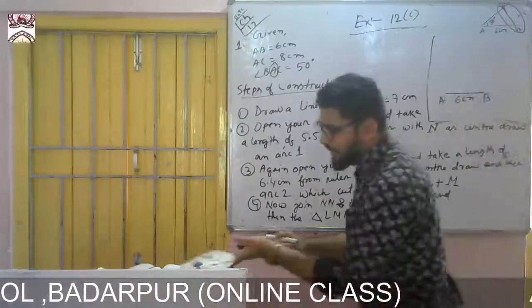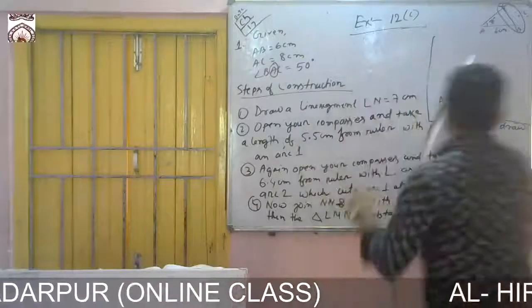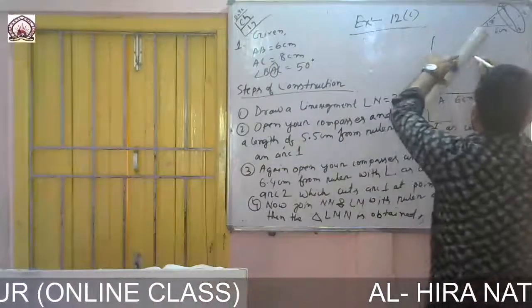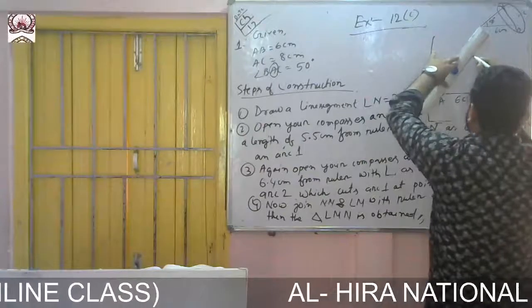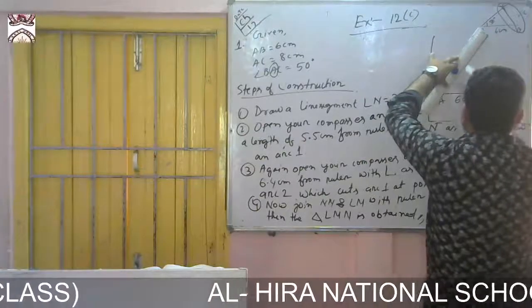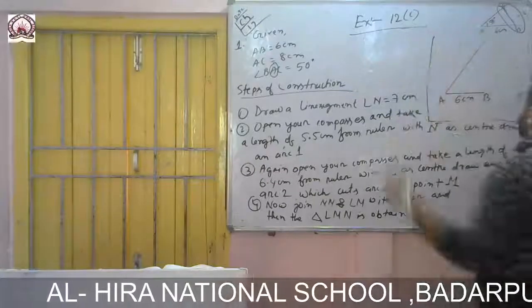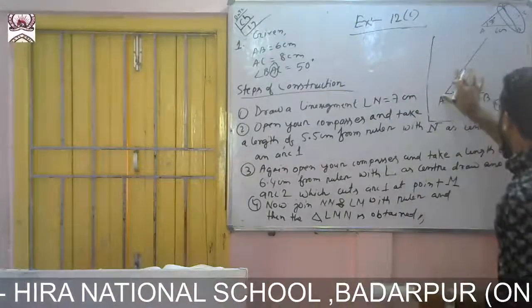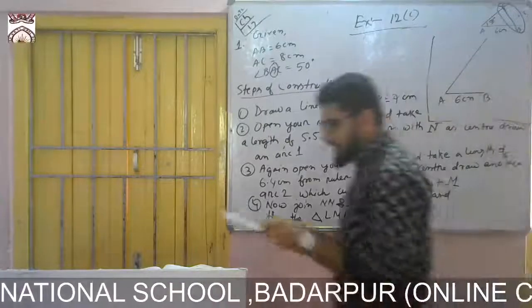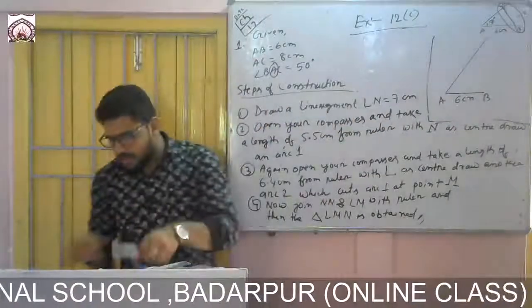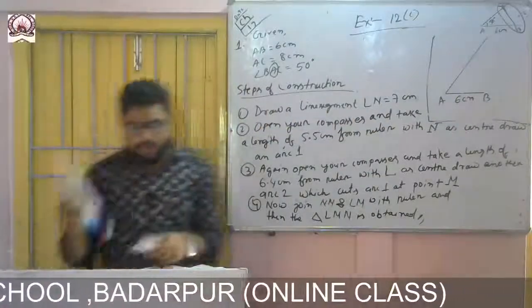Now this one you give a bit long, because we need to intersect this. Now from your ruler.